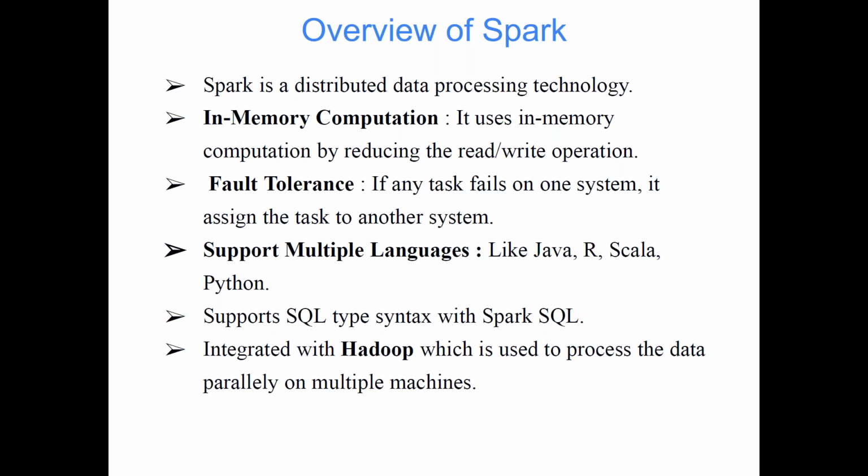Another benefit is fault tolerance. Fault tolerance means when you are assigning tasks among multiple machines, and unfortunately any single task fails on one system, Spark is capable of assigning the task to another system. For example, if I go back to that school example, suppose out of 10 teachers, one teacher is not available today, he or she is not feeling well. Does it mean that the task will not be completed? No, it's not like that. The same task we can assign to some other teacher.